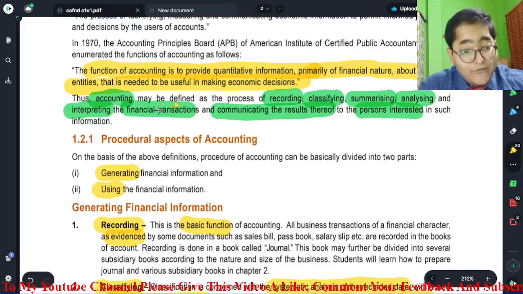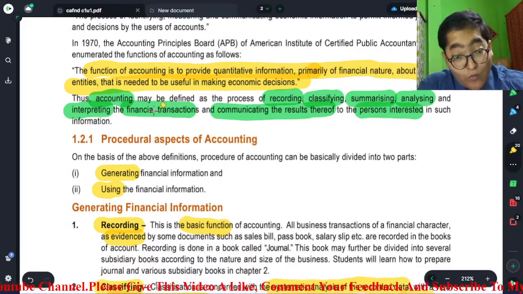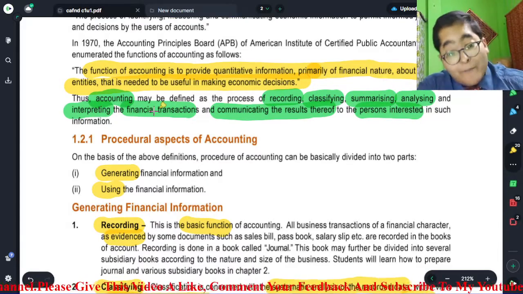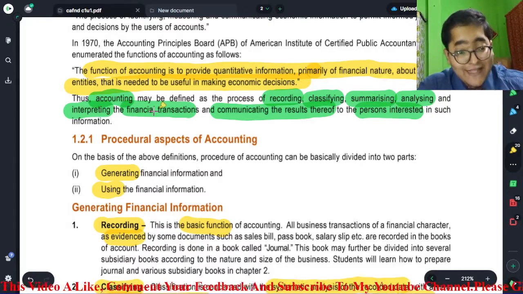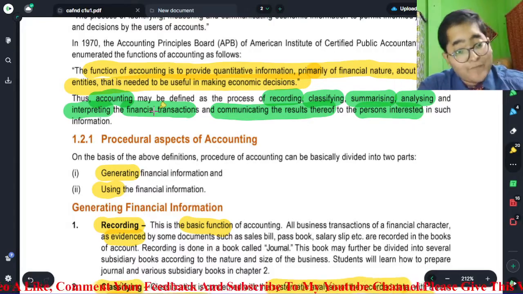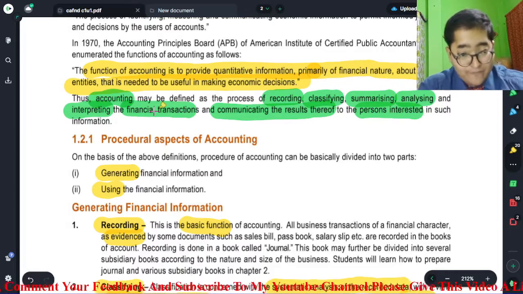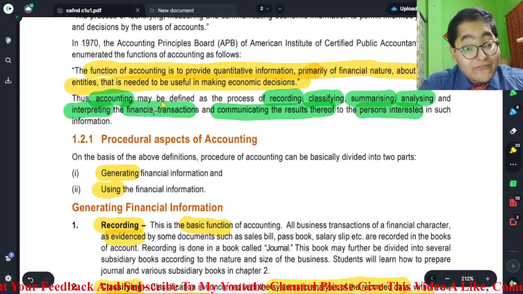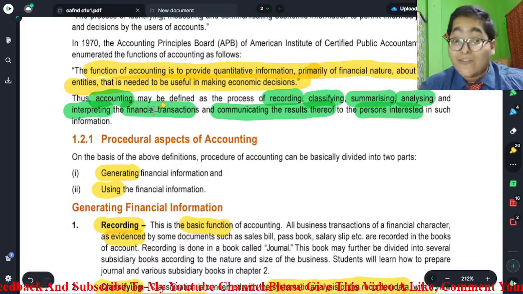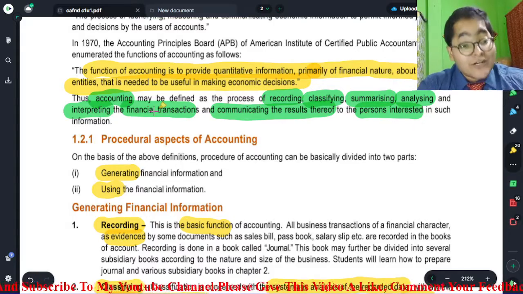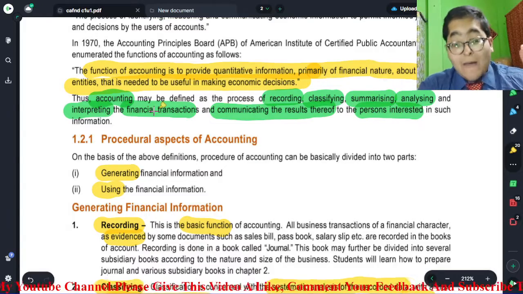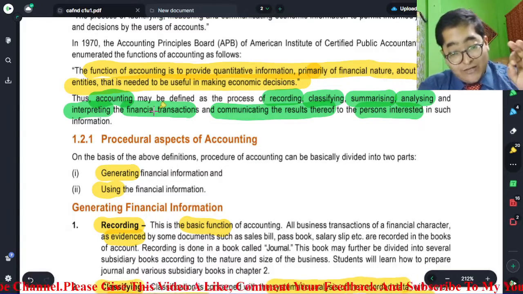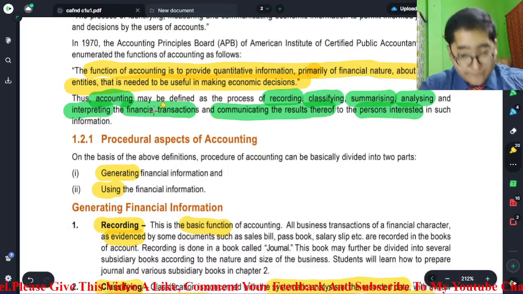So now the function of accounting is to provide quantitative information, primarily of financial nature, about economic entities that is needed to be useful in making economic decisions. Let's repeat this. What is the function of accounting? The function of accounting is to provide quantitative information primarily of financial nature about economic entities.